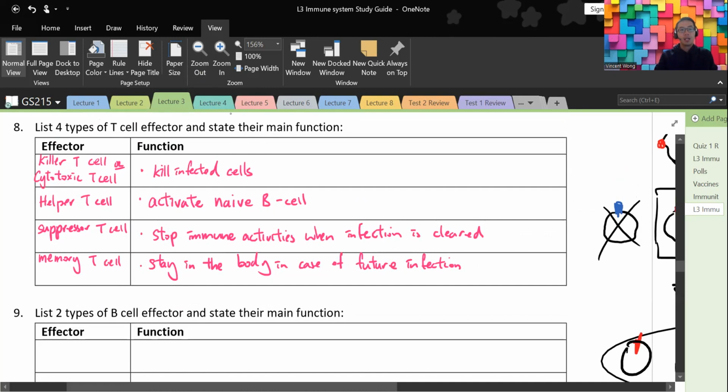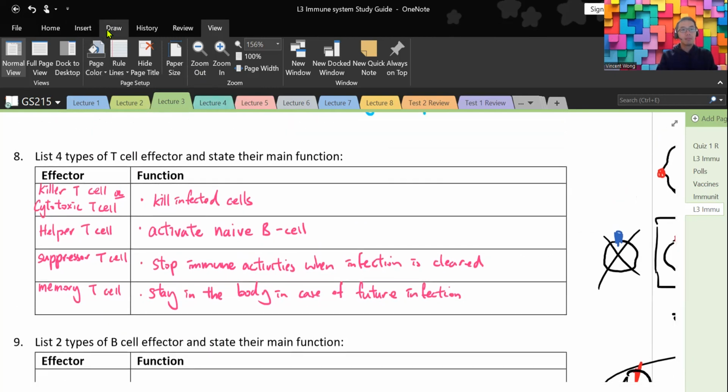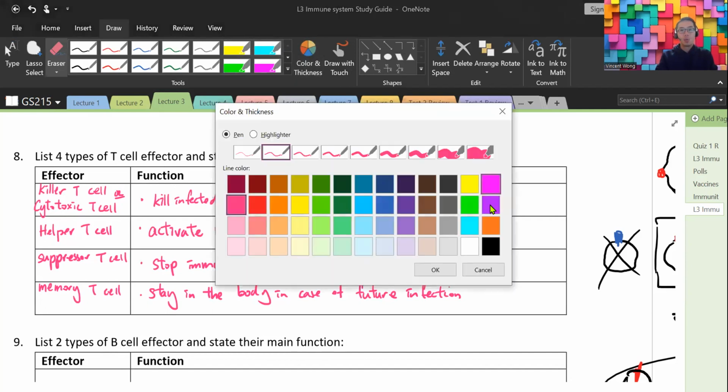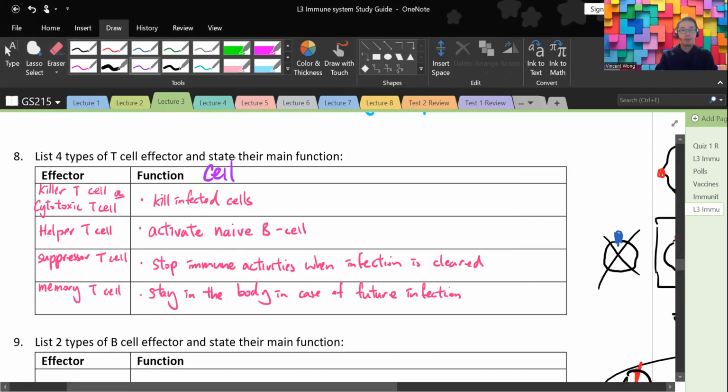Okay. So the T cell, the branches of immunity that are carried out by the T cells, we call this the cell-mediated immunity. Okay.